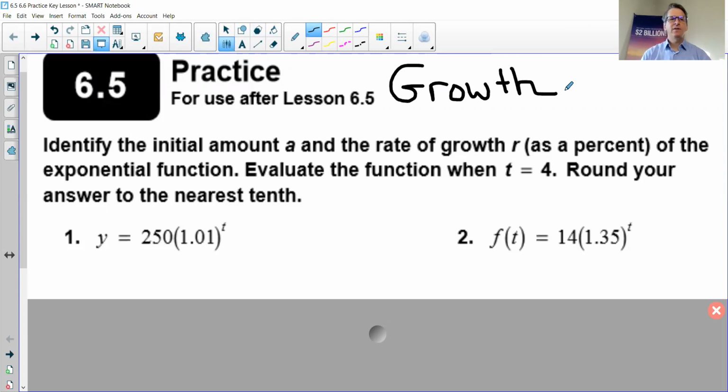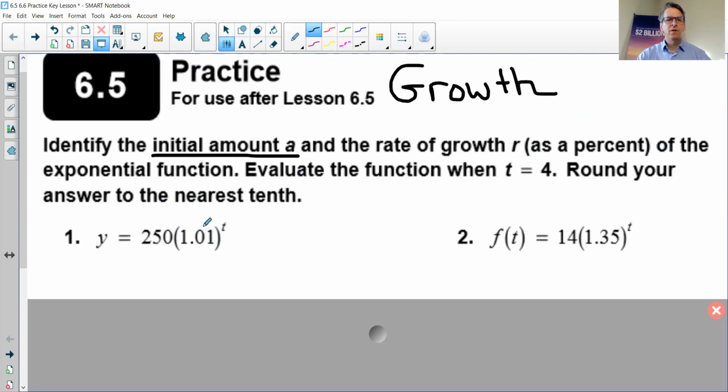6.5 practice. It says, identify the initial amount A and the rate of growth as a percent of the exponential function. Evaluate the function when t equals 4. Round your answer to the nearest tenth. This number in front here, this 250, is going to be your initial amount.